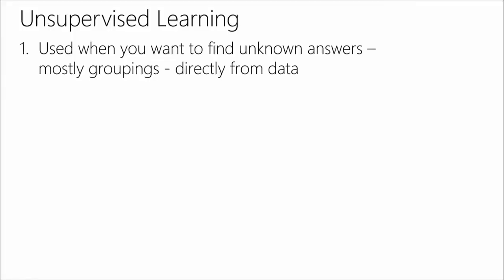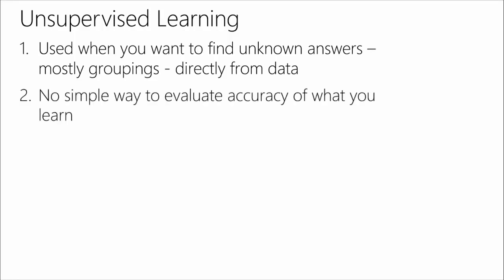This is when you want to find unknown answers among groupings, usually directly from the data. I just want to dump a bunch of stuff on the floor. I want to separate it into groups that make sense. Right? The only problem here is there's no real simple way to measure how accurate you are. You can do the test data, the holdout. This is a little harder to do that.